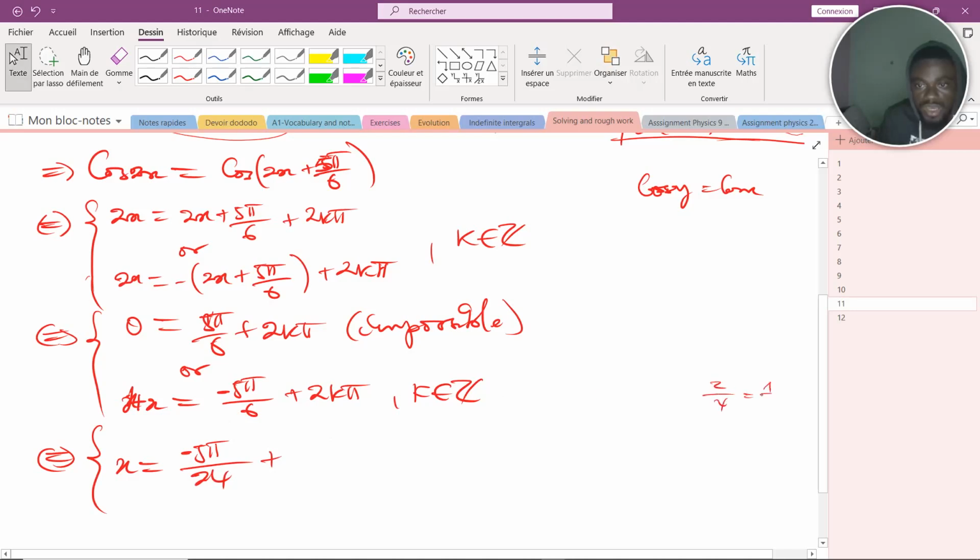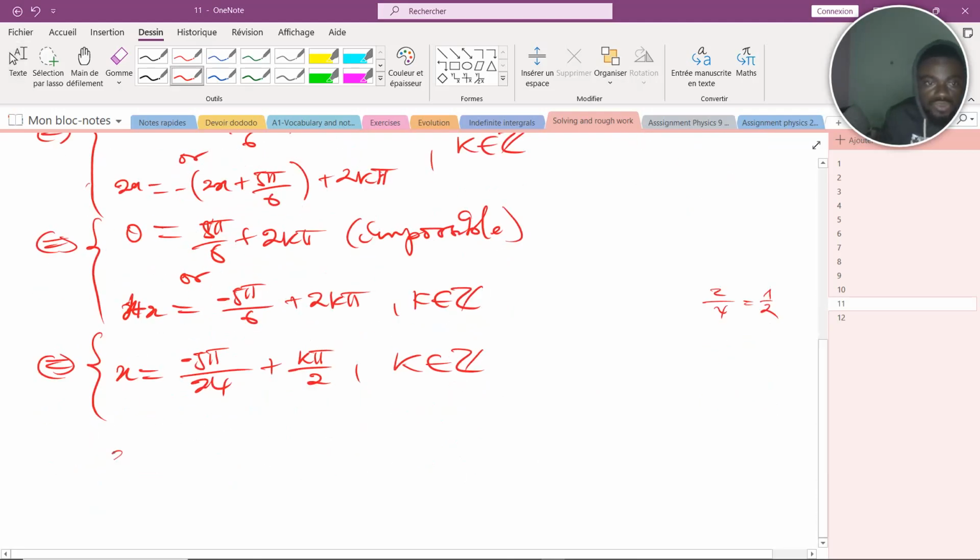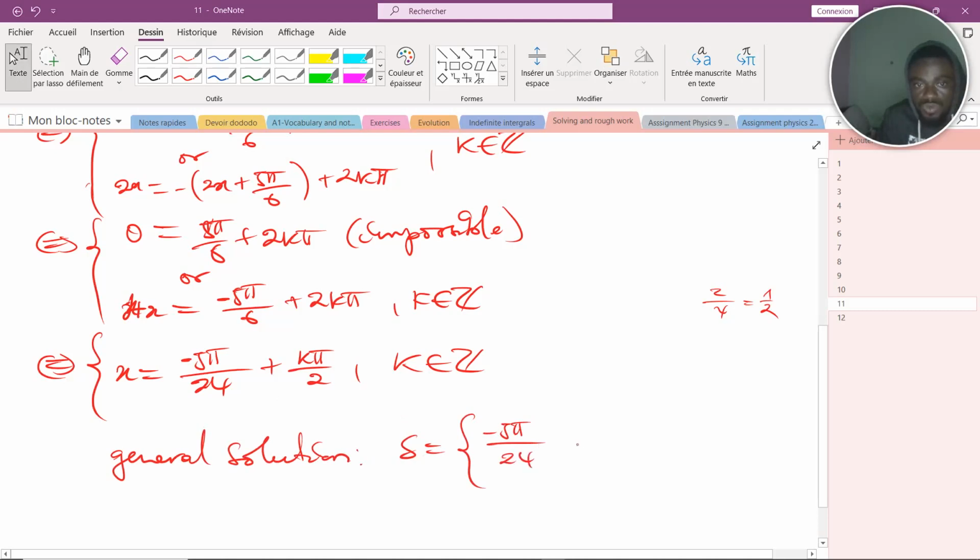That will give me a half, plus k pi on 2, where k belongs to the set of integers. So the general solution, x will be equals to what? Any number of this form: minus 5 pi on 24 plus k pi on 2, with k belonging to the set of integers.